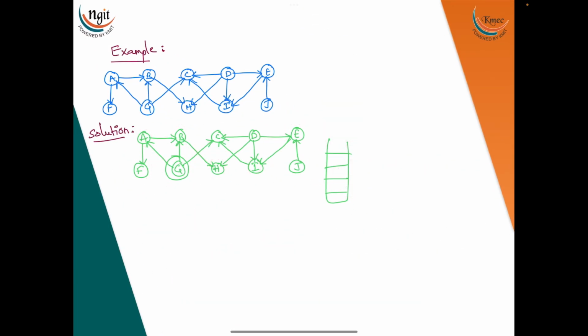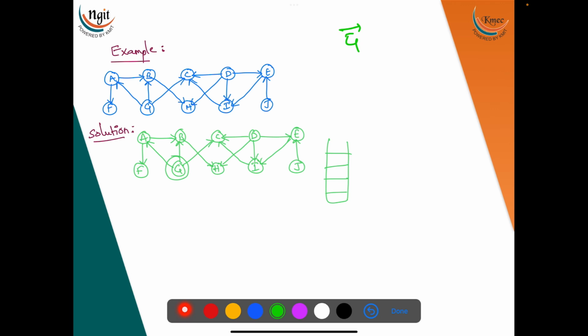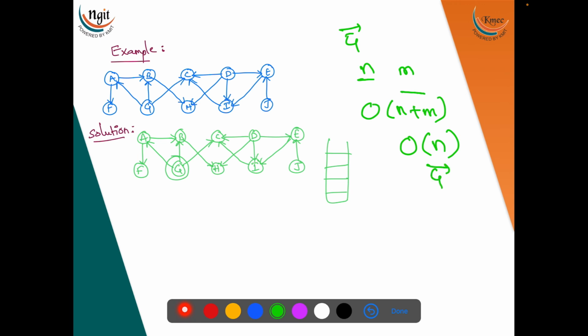Now we'll see the complexity of this topological ordering. Let G be a directed graph or a digraph with n vertices and m edges. The topological sorting algorithm runs in big O of n plus m time using big O of n auxiliary space, and either computes a topological ordering of G or fails to number some vertices, which indicates that G has a directed cycle. So the time complexity of topological ordering is big O of n plus m.